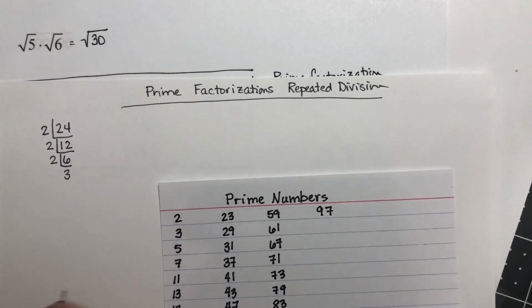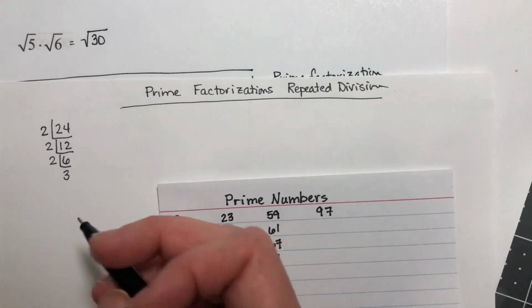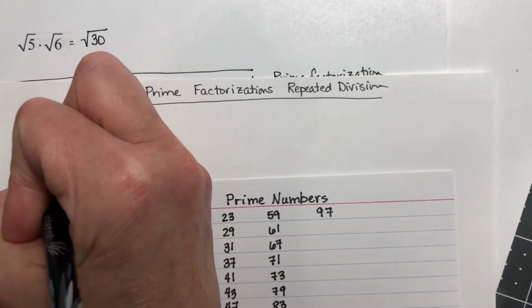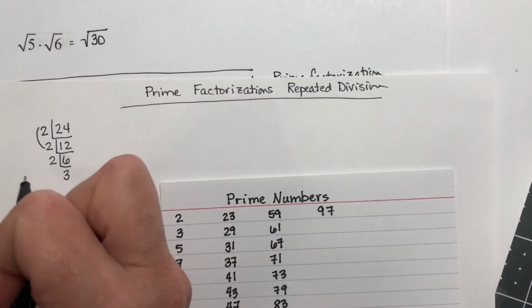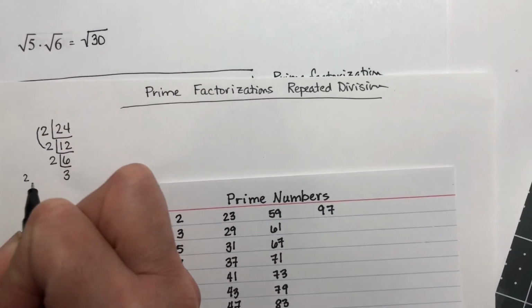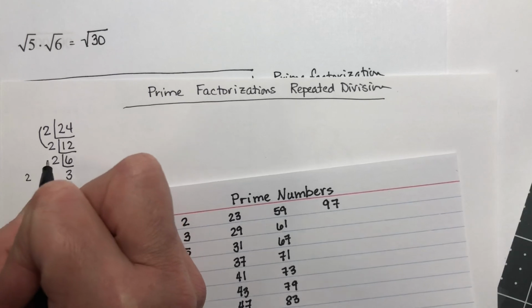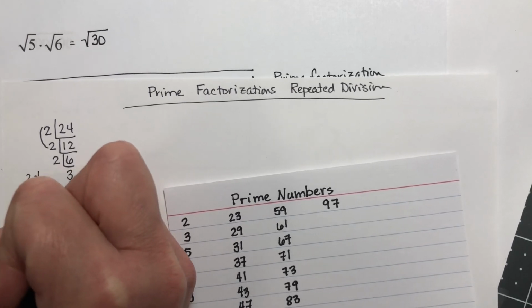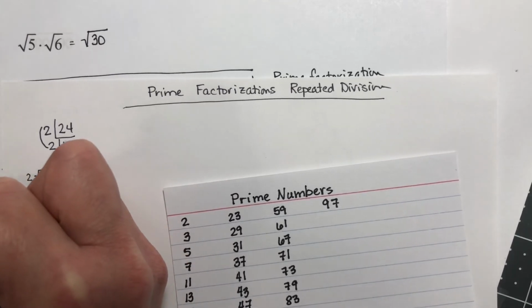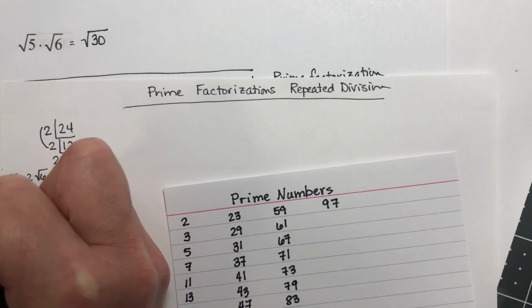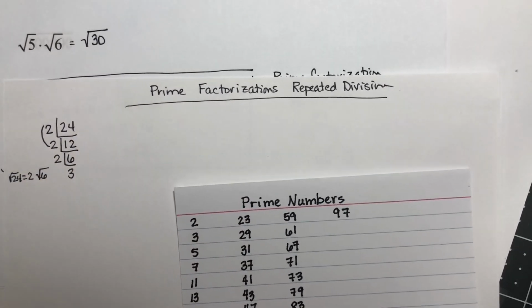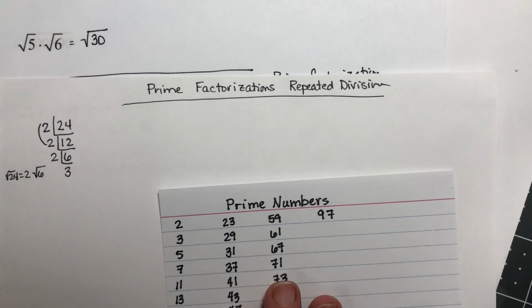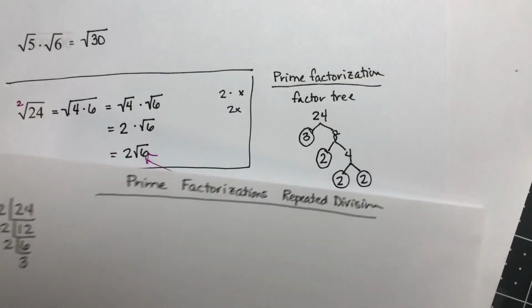Okay? So if I'm looking for a square root, I'm looking for pairs. Here's a pair of 2s. So a 2 comes on the outside. And I have a 2 times 3, which is 6, still on the inside. So I found that the square root of 24 is 2 times the square root of 6. So I've now done this 3 different ways.